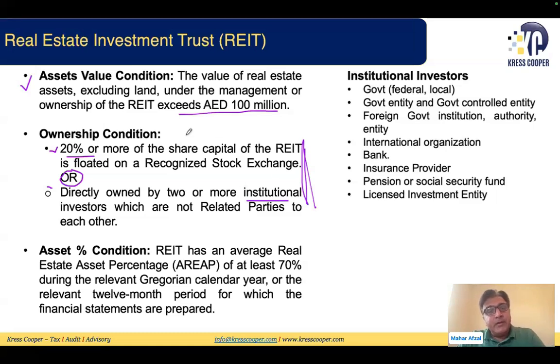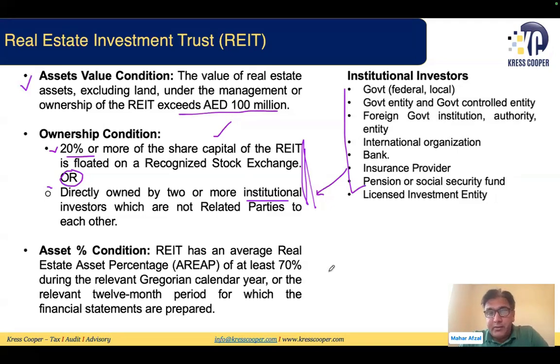So these are the institutional investors. They said 20% of the share capital of the REIT is floated on a recognized stock exchange, or any two of them are holding the ownership of the fund, but these two are not related parties. Just keep in mind, for a related party, we can go up to the fourth degree of kinship as per the UAE corporate tax law.